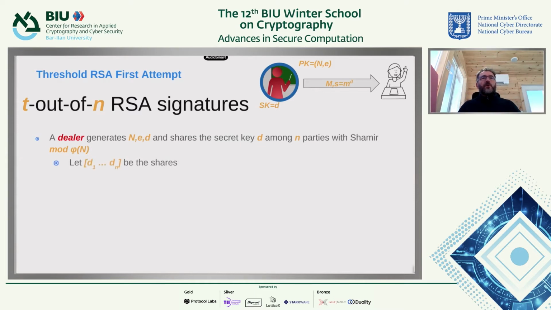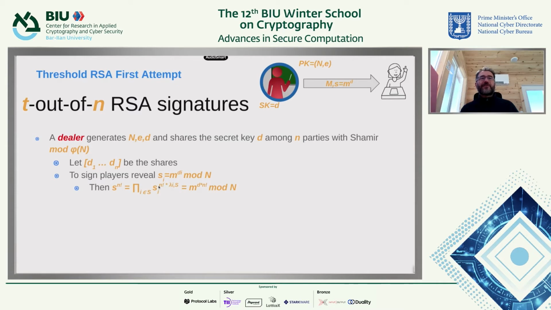So now we're going to do this Shamir secret sharing of d that I just showed you. The dealer generates the RSA key and shares the secret key d among the parties with Shamir secret sharing over phi of n. Let d1, d2, ..., dn be the shares that the dealer gives to each party. Then the signers reveal si equal to m to the di mod n, right? And now remember, we're going to take this di and raise it to the n factorial so that the n factorial multiplies the di, right?